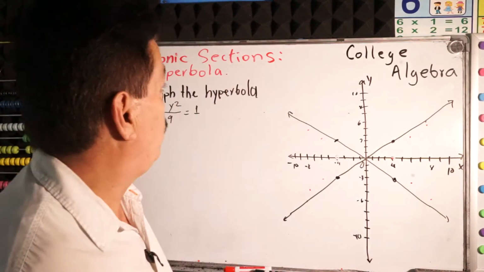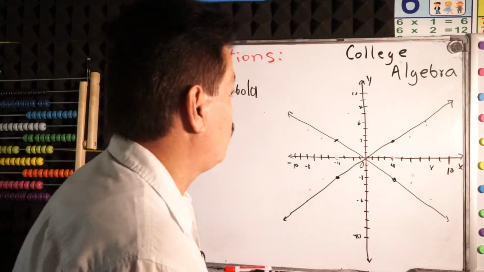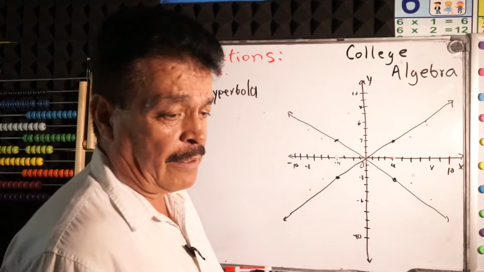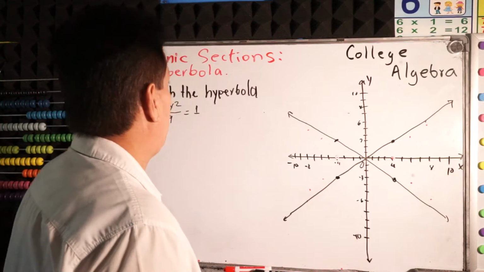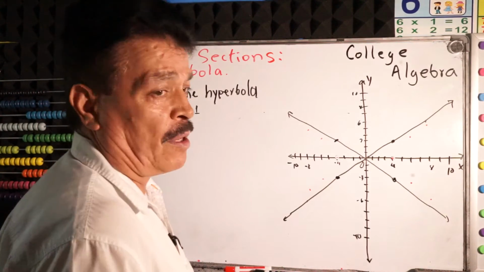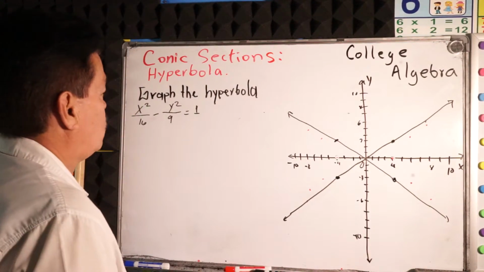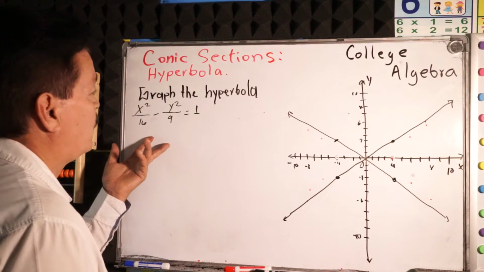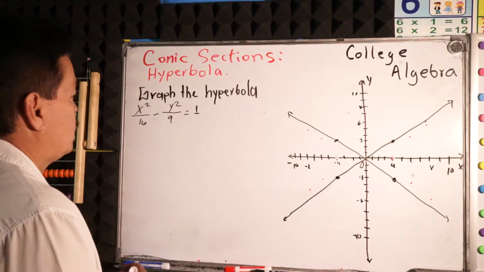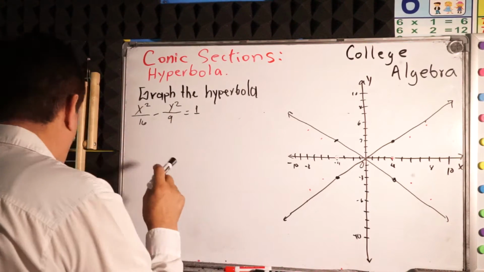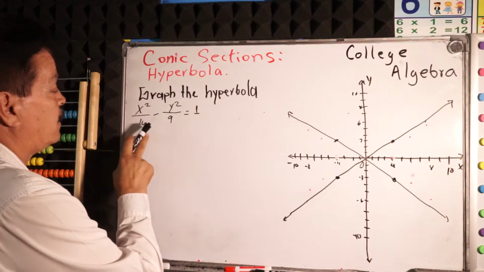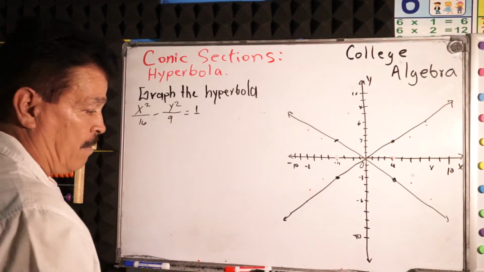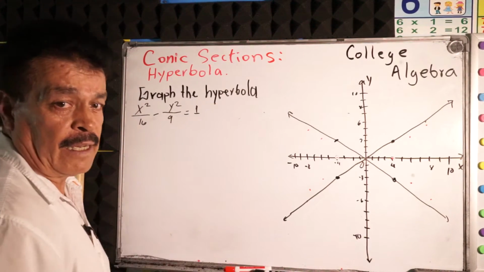Welcome. Our topic today is that we will continue with conic sections, but last class was the ellipse. Today we will talk about the hyperbola. So our problem is: graph the hyperbola x to the second power divided by 16 minus y to the second power divided by 9 equals 1.